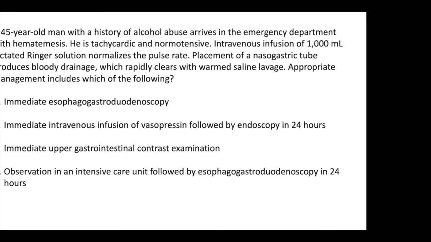A 45-year-old male with a history of alcohol use arrives in the ER with hematemesis. He is tachycardic but non-hypotensive. He gets a liter of fluid and normalizes his heart rate. Placement of an NG tube produces bloody drainage, which rapidly clears with a warm saline wash. Appropriate management includes which of the following: immediate EGD, immediate IV vasopressin followed by endoscopy in 24 hours, immediate upper GI contrast exam, observation in the ICU.